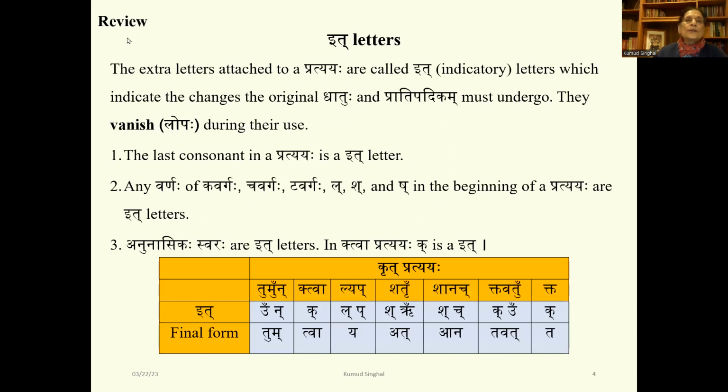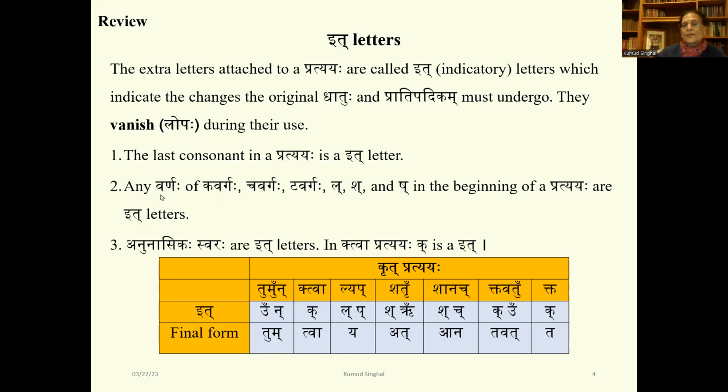So before we go into the krit pratyayas, in the last class, we talked about it letters. Because we are using suffixes, and all the suffixes have it letters. So what are these it letters? The extra letters attached to a suffix are called it or indicatory letters, which indicate the changes the original dhatuhu and pratipadikam must undergo. They vanish during their use.